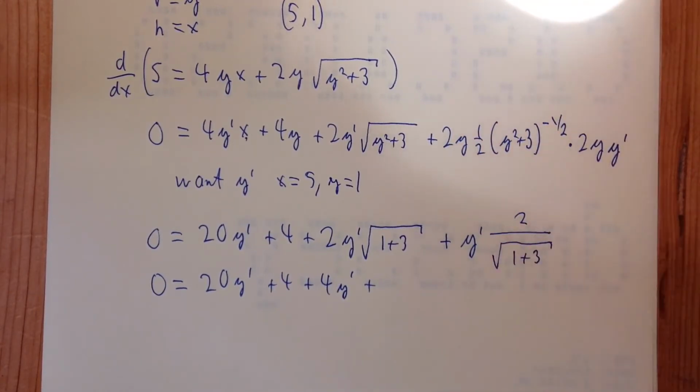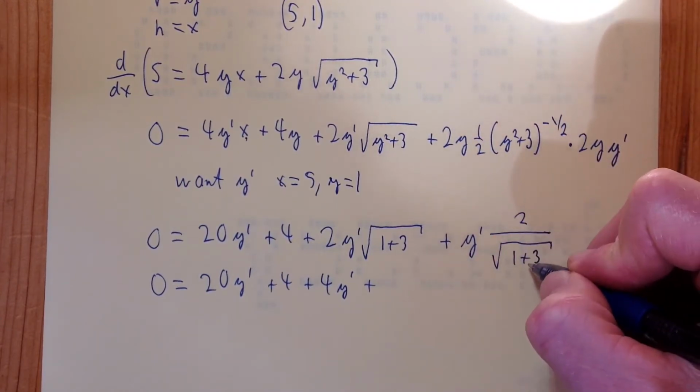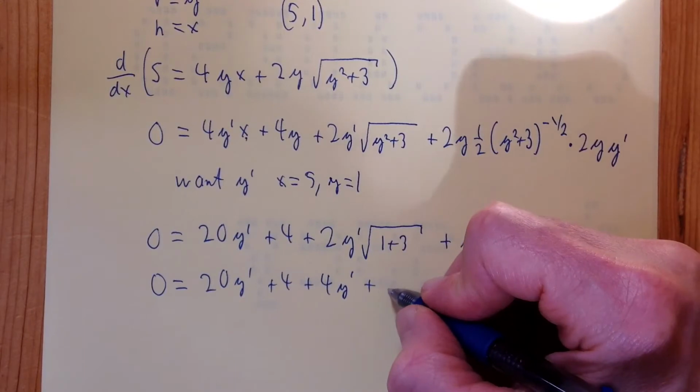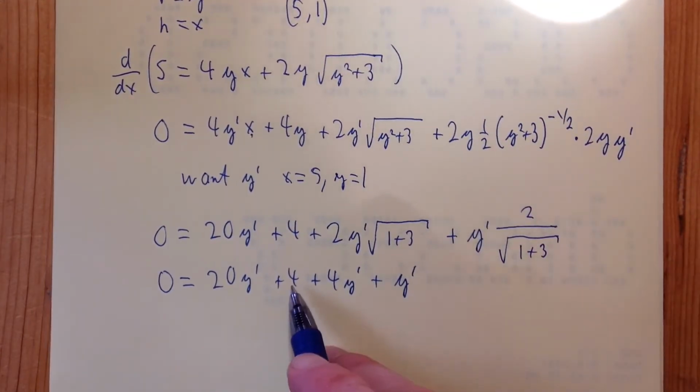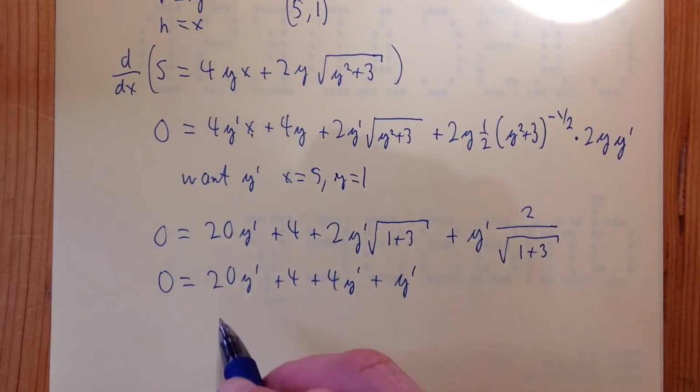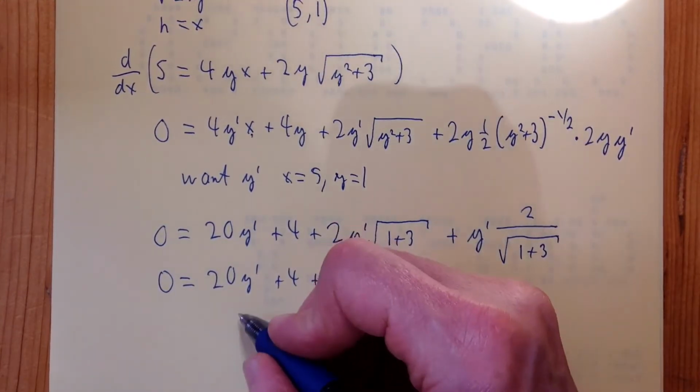Yeah, I think I did that right. You guys aren't here to check my math, so I'm hoping that's alright. So 2 divided by square root of 2 is 1, so that's plus y prime. Okay, we can put this 4 on the other side, and I'm going to write it the other way. So we have 20y primes plus 4y primes plus 1y prime is 35.